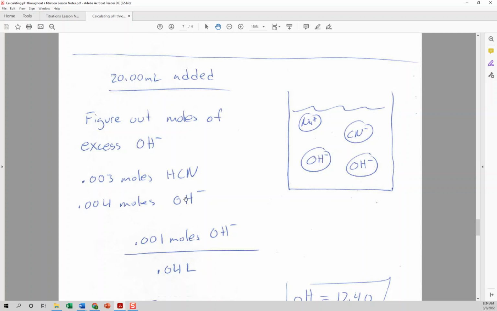So we have to know how much hydroxide we have. So we have to know how much excess moles of hydroxide we added. So remember, we started with 0.003 moles of HCN in our flask. 20 milliliters of the NaOH added means we've added 0.004 moles of OH minus. But that's not how much we have in the flask because 0.003 moles of that will be taken out by the HCN. So what's going to be left over? 0.001 moles of hydroxide are left over.